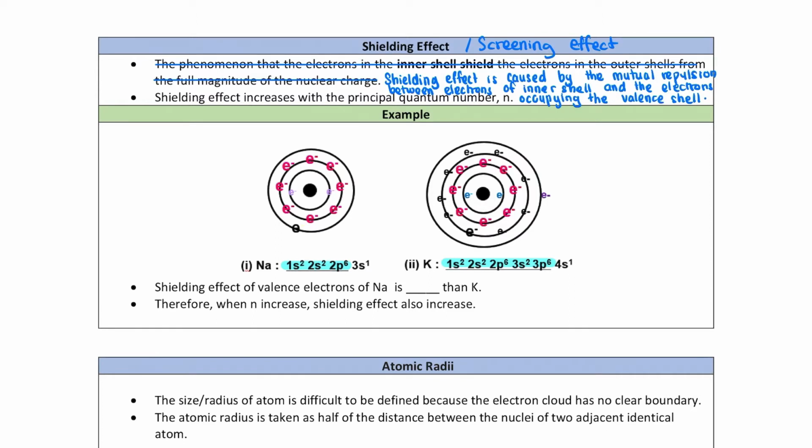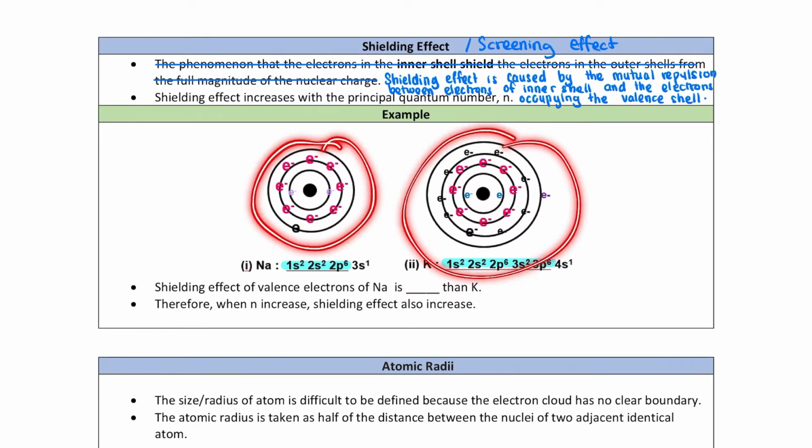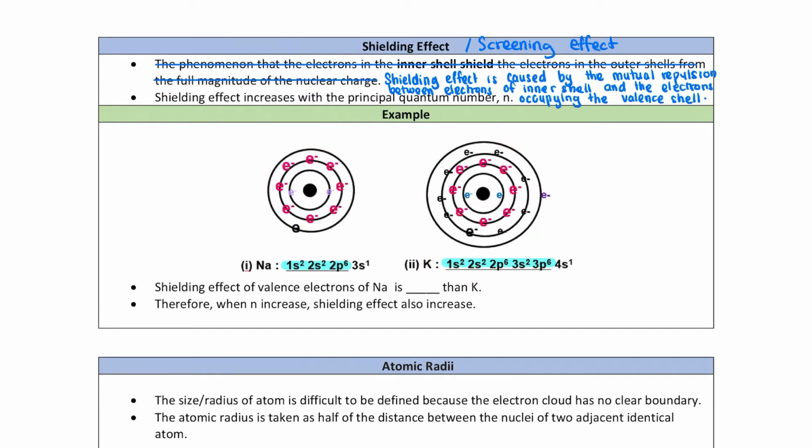Shielding effect of valence electron of sodium is then K. Okay, so kamu rasa shielding effect antara dua ni, yang mana lagi tinggi shielding effect? Okay, so macam mana nak determine tinggi ke tak shielding effect? Kita tengok kat sini. Okay, lagi banyak dia punya shell, lagi tinggi dia punya shielding effect sebab lagi banyak inner electron yang boleh tolak outer electron.